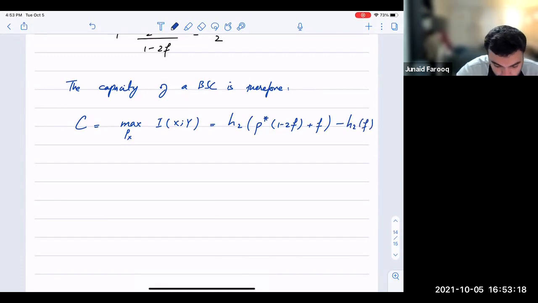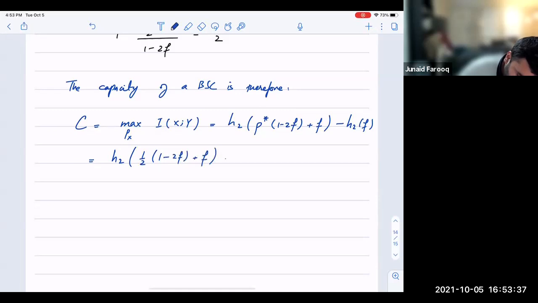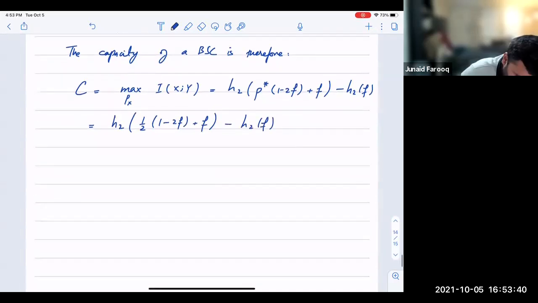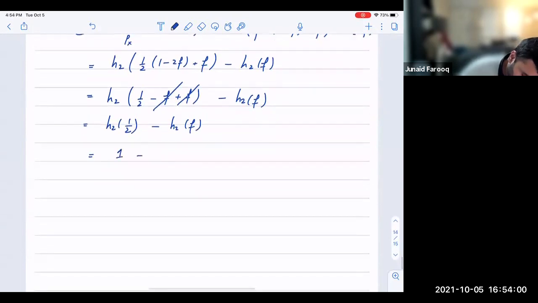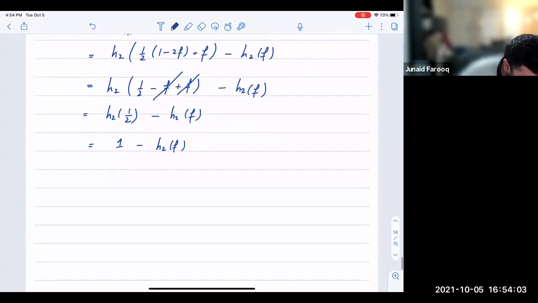Remember we had two terms. We maximize this for the P star, and the P star equals half. So we can just plug it back in and find the capacity. It's simply H2 of half times (1 minus 2F) plus F, minus H2 of F. That's H2 of (half minus F plus F), so it cancels away, and it's H2 of half minus H2 of F. Essentially it is 1 minus H2 of F. Therefore the capacity C of a binary symmetric channel is 1 minus H2 of F.